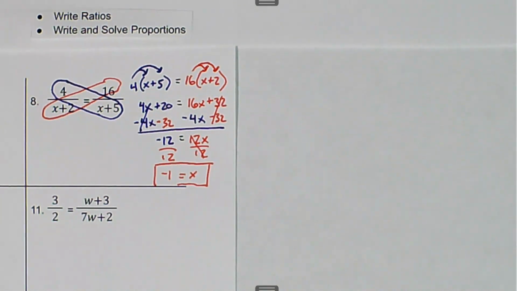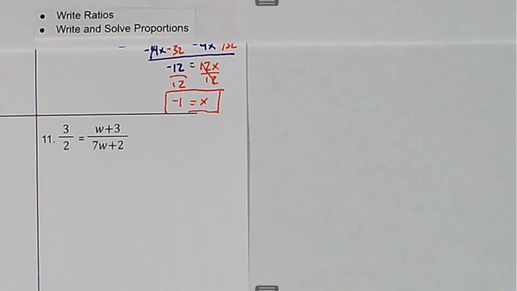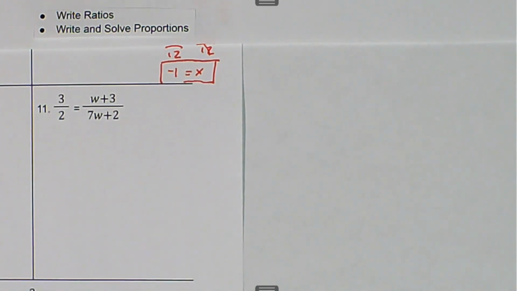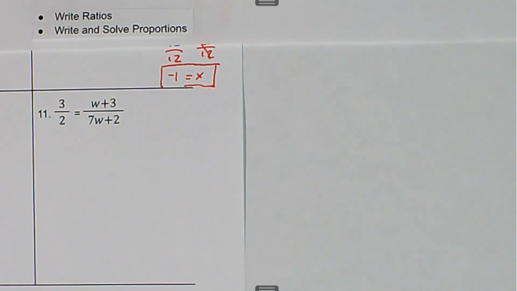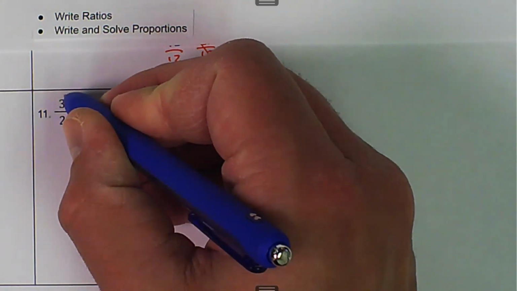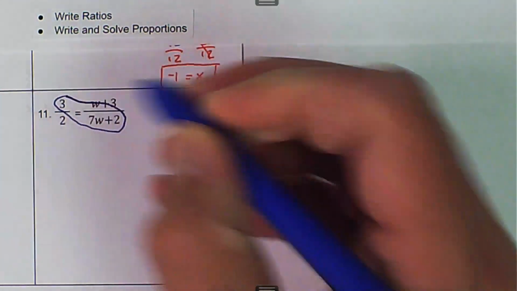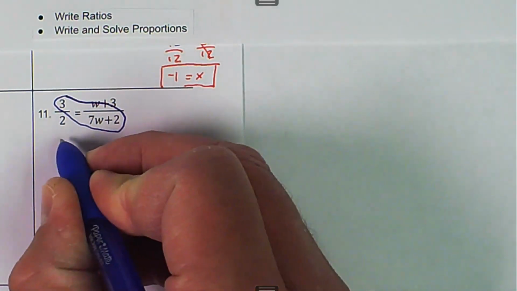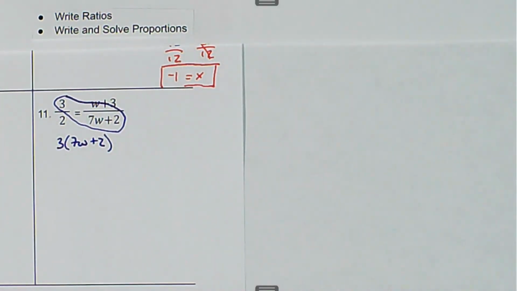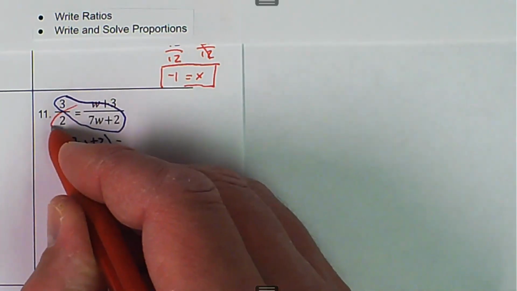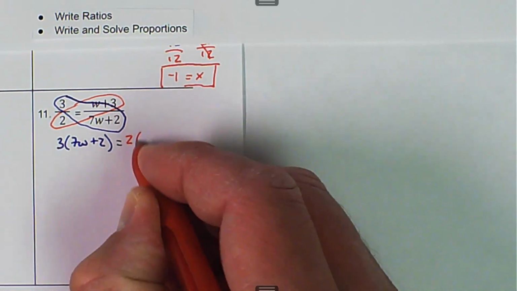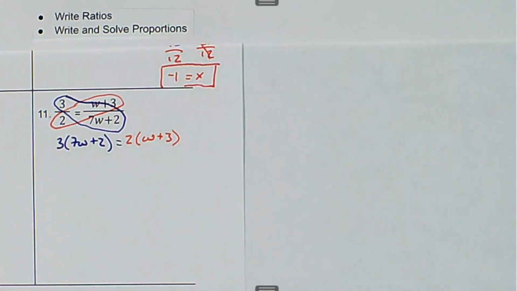So we have another example, number 11. And instead of having two expressions in the denominator, we have two expressions stacked over each other. And we're going to solve this one the same way. We're going to take our extremes, which is going to be 3 times 7w plus 2. And we're going to set that equal to our means, or the middle values, or just cross multiply. 2 times w plus 3.